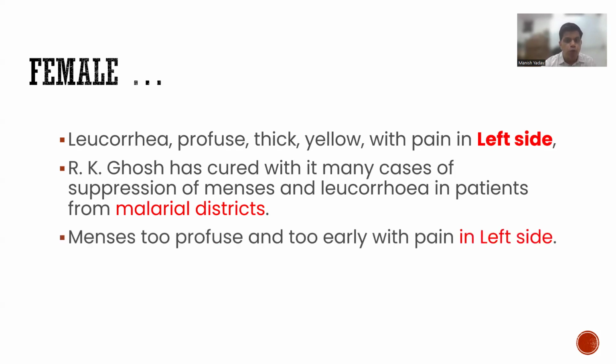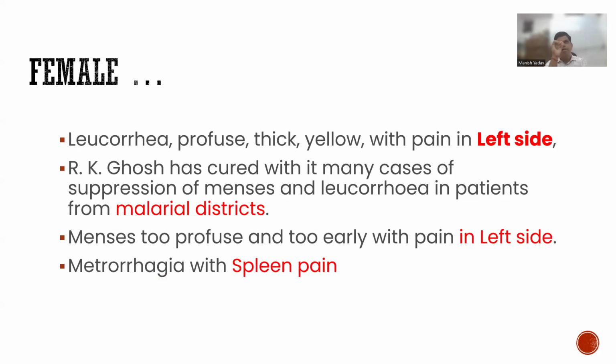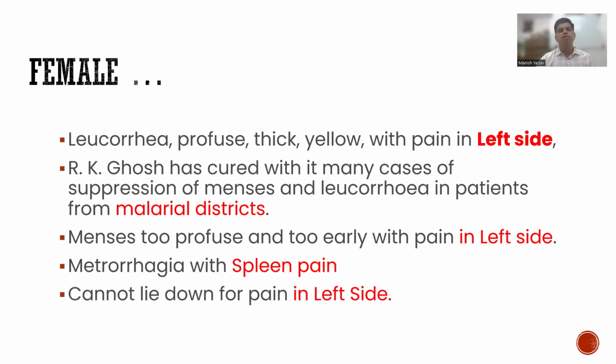Menses too profuse or too early with pain on the left side. Again, similarly as in leukorrhea, the same thing applies with menses. Even metrorrhagia with spleen pain. When we are treating metrorrhagia, again we take the totality of it, right? But sometimes we focus on the uterine symptom and forget to look at the other areas, which other organs are affected. That can be of great help. Cannot lie down for pain on the left side. As we know, this is the left-side element.